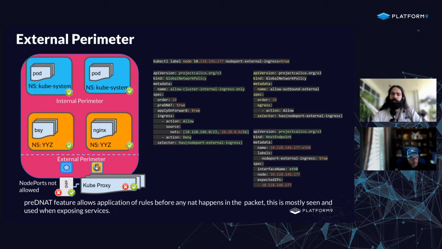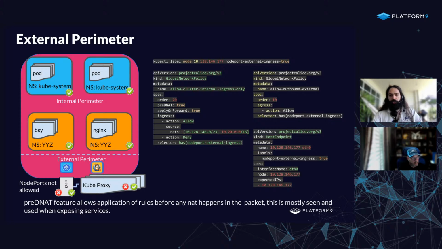So now, external perimeter, right? The external perimeter, by default, again, is kind of naked. It has nothing that is protecting it, right? So you can define global network policies in order to be applied to the interfaces of our workers, right?